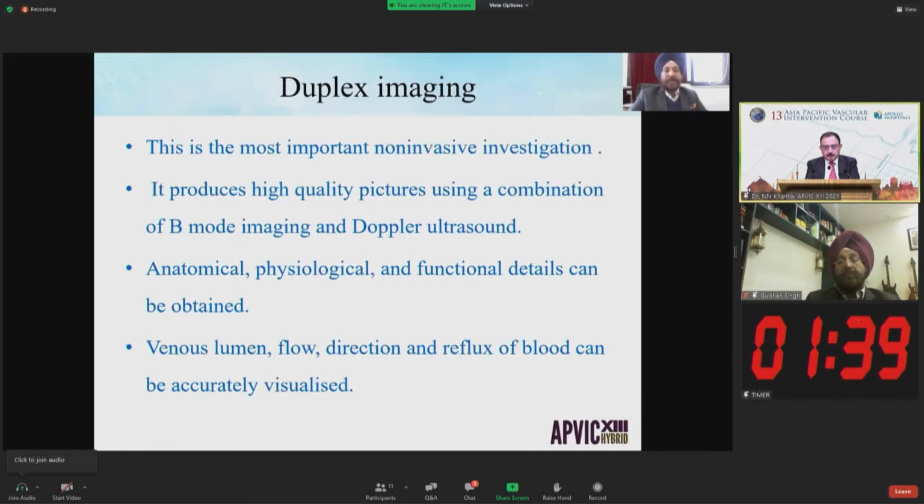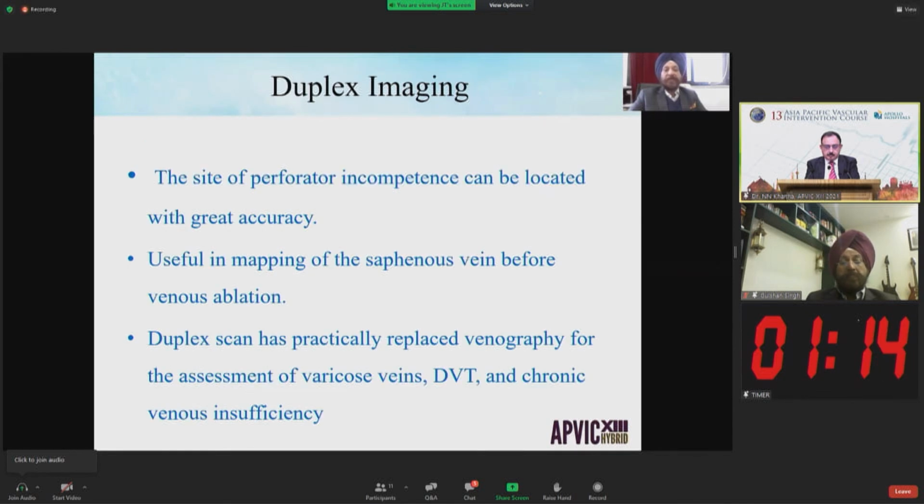Duplex imaging is the most important non-invasive investigation. It produces high-quality pictures using a combination of B-mode imaging and Doppler ultrasound. Anatomical, physiological, and functional details can be obtained. The venous lumen, flow, direction, and reflux of the blood can be accurately visualized. The site of the perforator incompetency can be located with great accuracy.